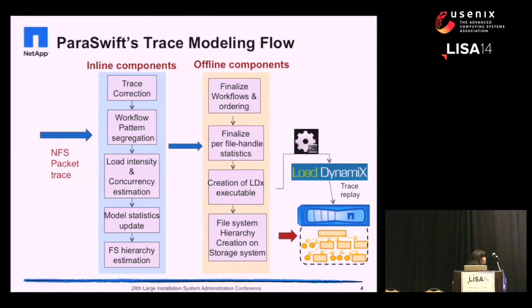And then we infer all of this per IO level, and finally put it into the offline component, which finalizes a lot of things, builds out a model, creates a file system hierarchy on the target where you want to run the workload, and then gives out an executable which you can import in LoadDynamics and run. So this is, in short, the workflow of ParaSwift.